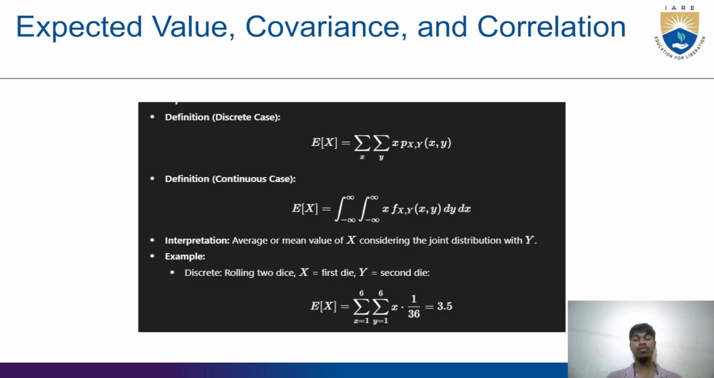For example, rolling two dice x and y, E of X gives us the summation of x from 1 to 6 and the summation of y from 1 to 6, x multiplied with 1 by 36, which gives us 3.5.